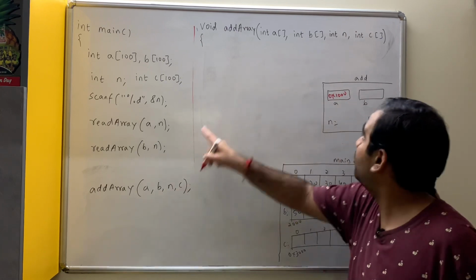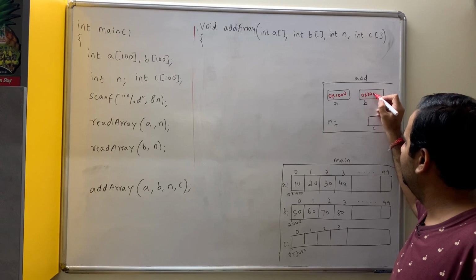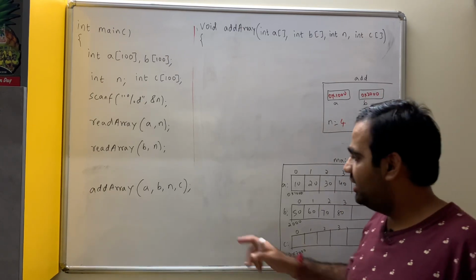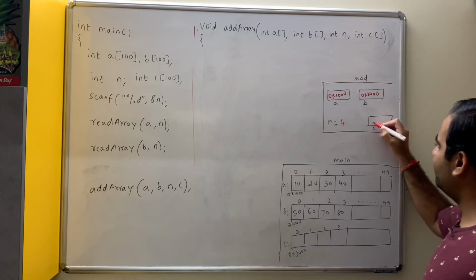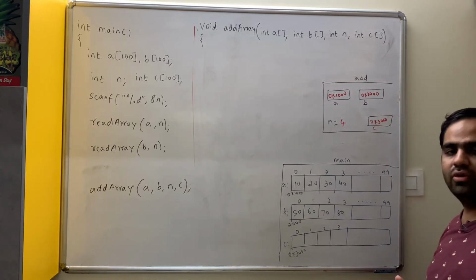Next is B is copied to B. What is the base address of B? 2000 is copied here. What is the value of n? The value of n we have taken it to be 4. Next C is copied to C, and what is the value of C? The value of C is 3000.